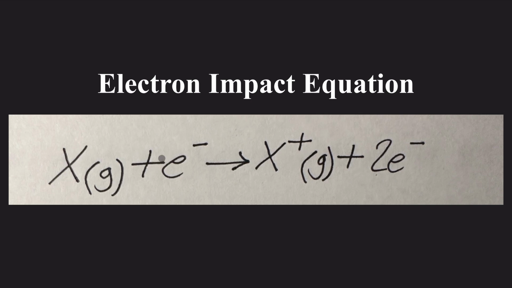The plus electron comes from the hot metal filament, and upon collision with the gaseous atom, an electron is knocked off the gaseous atom, leaving two electrons. So one from the atom and the other being the electron that was fired at the atom. Right, so this X here has lost an electron and turns into an X plus ion. And so we're left with two electrons in total, and those two electrons are right here.